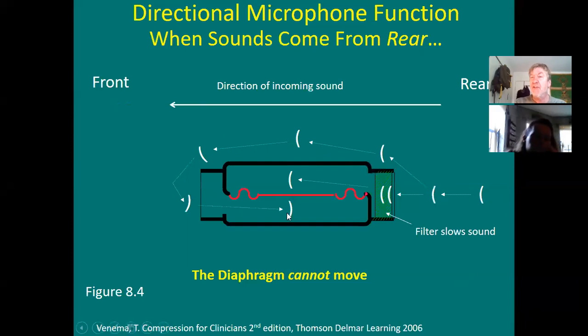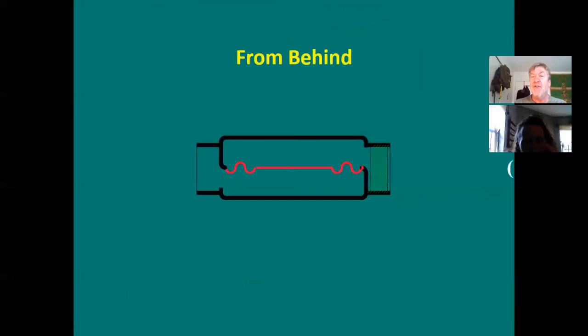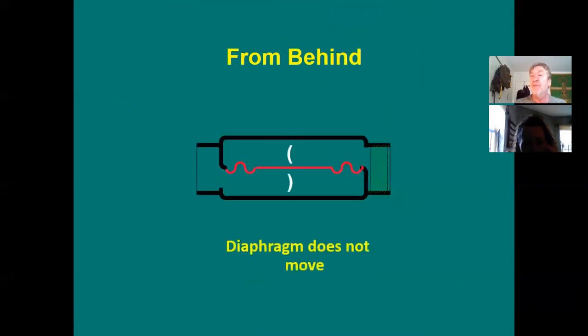And look, there's cancellation. Let's follow it in animation. Watch this. Sound comes from the rear. It gets slowed down by that filter, and by the time sound comes from the front, there's cancellation. The diaphragm doesn't move.